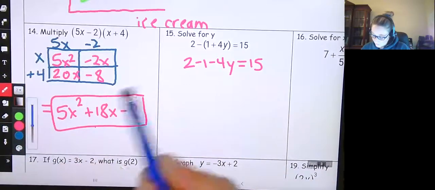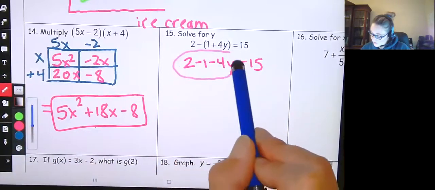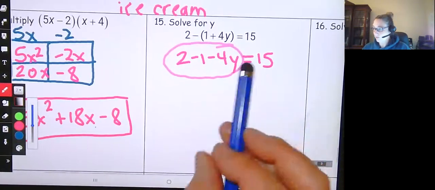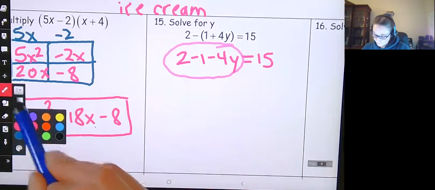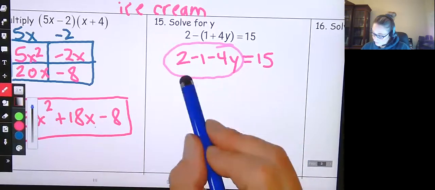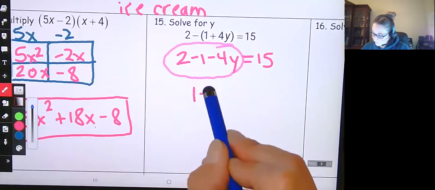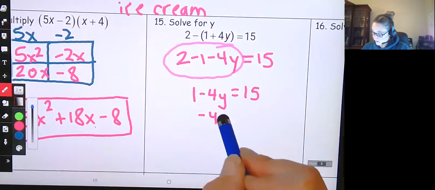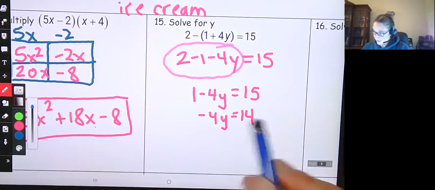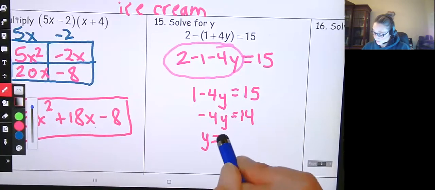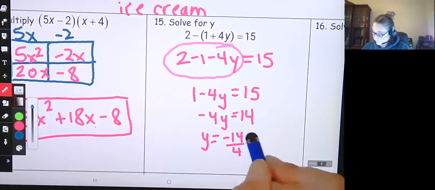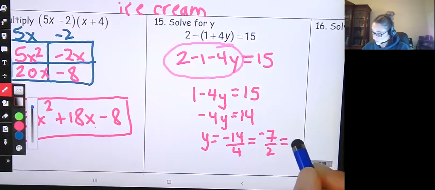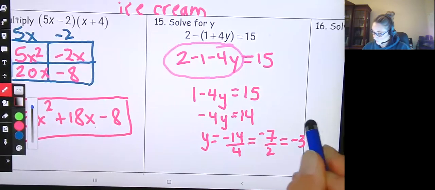Then on this side, I have some like terms, so I am going to combine like terms. I'm going to get 2 minus 1, which is 1. 1 minus 4y equals 15. I'm going to minus the 1, so negative 4y equals 14. I'm going to divide by negative 4, so negative 14 over 4. Or you can reduce by 2 and get negative 7 over 2. Or you can give it to me as a decimal, negative 3.5.